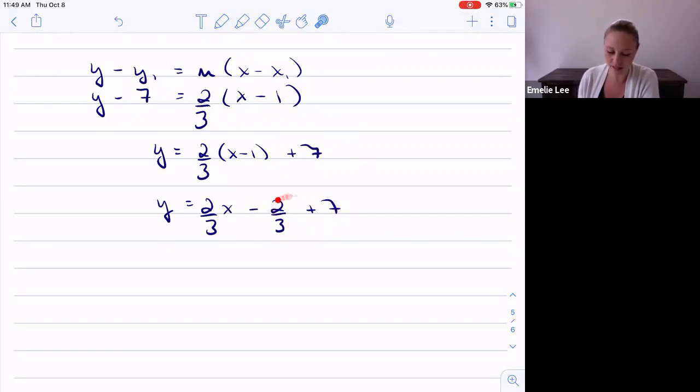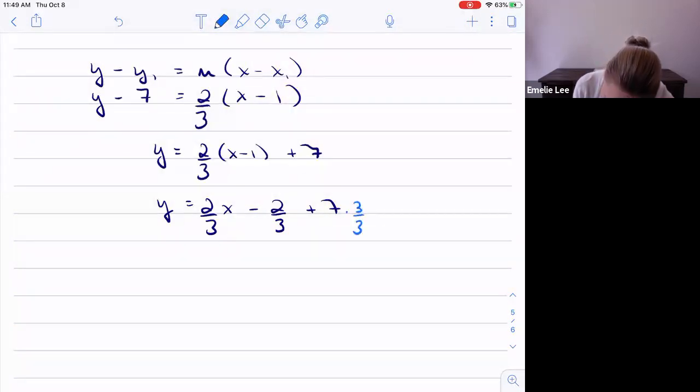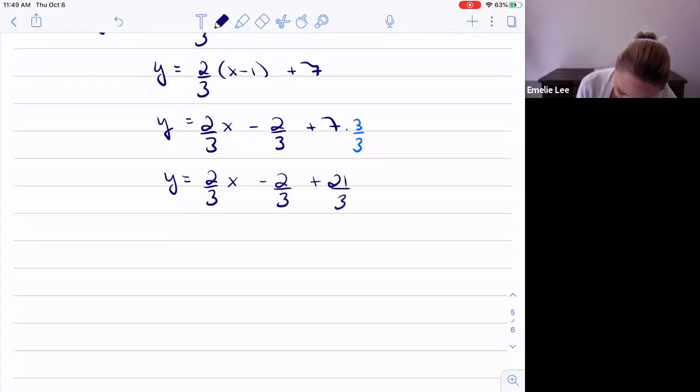To simplify this, it makes sense because the slope is 2 over 3 and that's what's attached to the x, so that's fine. But I need to simplify this because that's just a constant, but I need a common denominator here. And so what I'm going to do is multiply the 7 by 3 over 3 to get that common denominator. Because we've done so much work with fractions now that I expect you to be really good at them. And so now y equals 2 over 3x minus 2 over 3 plus 21 over 3.